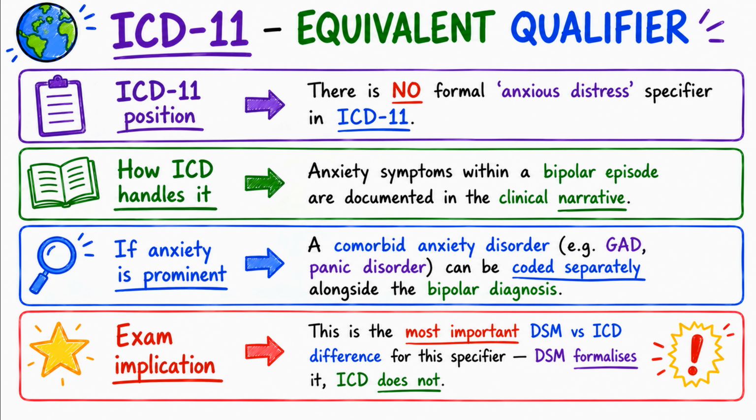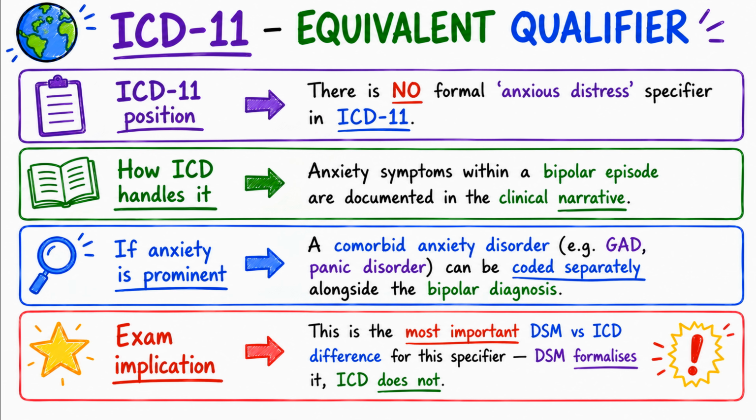This is actually one of the clearest differences between DSM and ICD in the whole specifiers topic. And examiners know it. ICD-11 simply does not have an anxious distress specifier. Full stop. If a patient has a bipolar episode with significant anxiety features, ICD-11's approach is to describe those features in the clinical narrative, or if the anxiety meets full criteria for its own diagnosis, generalized anxiety disorder, panic disorder, you code that separately as a comorbid condition. The DSM approach is to formally capture anxiety within the episode itself using the specifier.